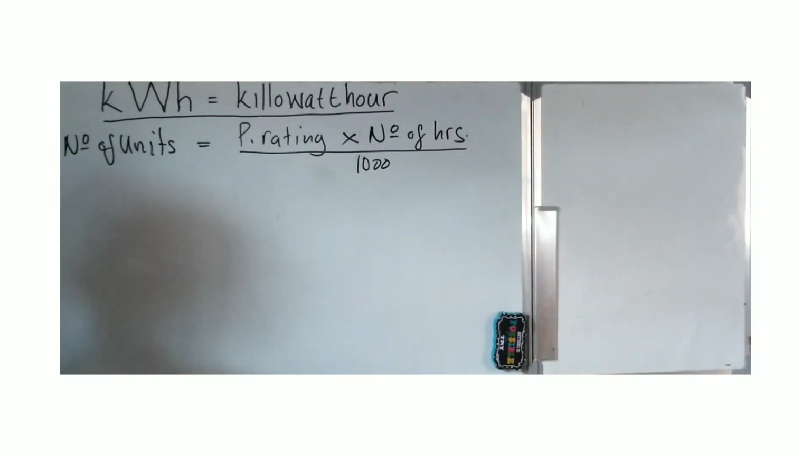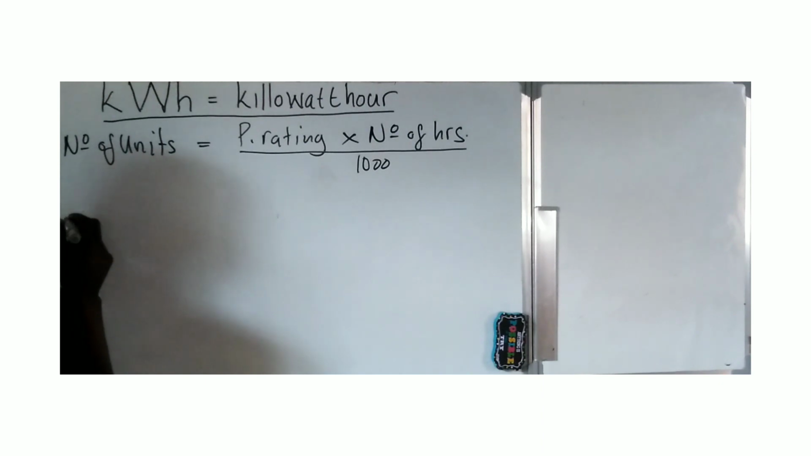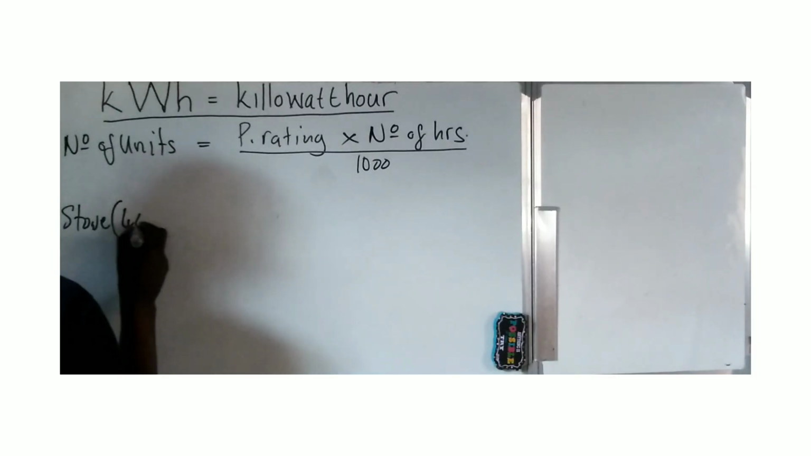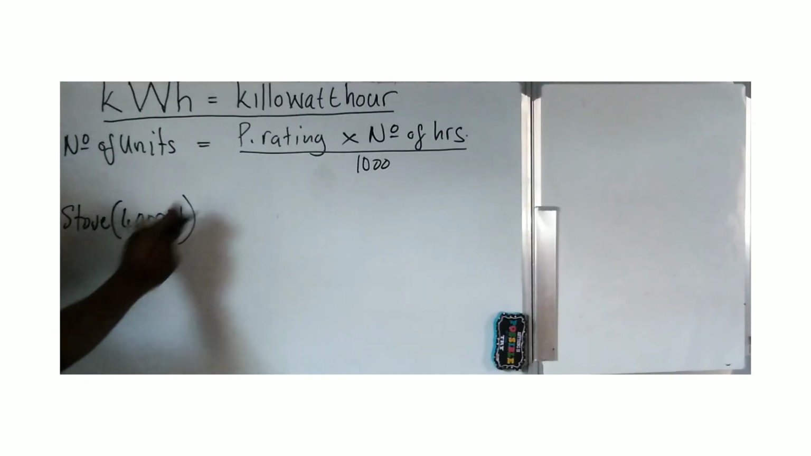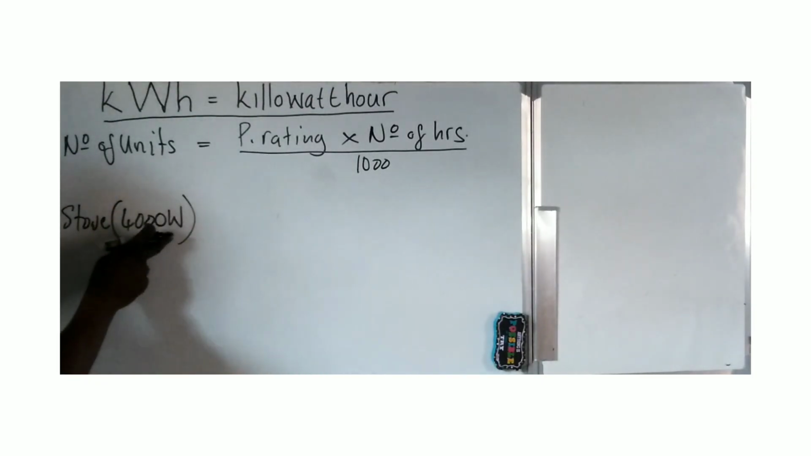Example number 1, let's take a stove. A stove is normally rated at about 4,000, a 4-plate stove, that is. So stove, let's put 4,000 W. W stands for watts. That's the unit of power.